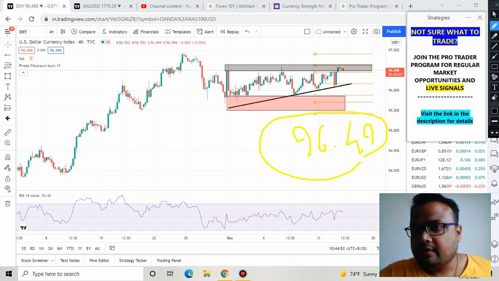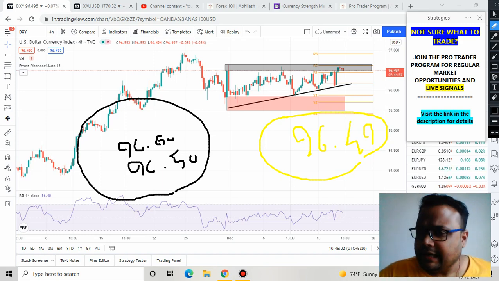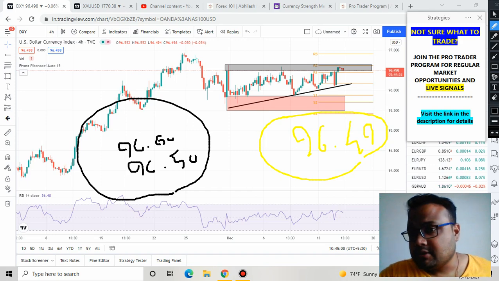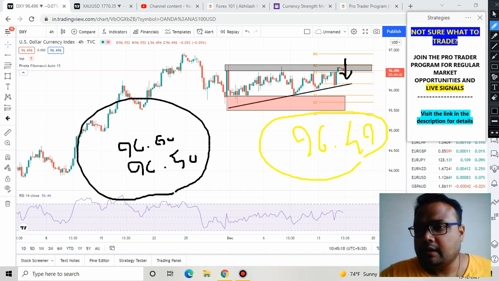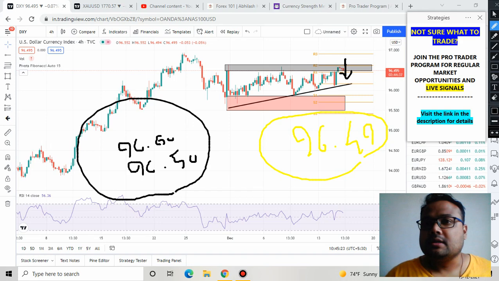We have a small resistance here at 96.60 to 96.50. This level is right now holding the DXY. In case the market fails to cross this level and comes down, listen to me carefully, then this trend line will be acting as the support. Do not think that if DXY is coming down, it means a trend reversal. We will not consider any trend reversal on DXY unless it crosses 95.50.